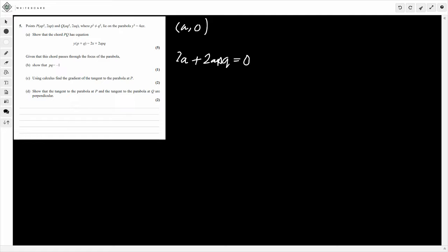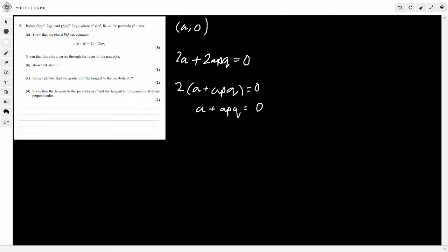And now we just need to keep solving this. So what I'm going to do is factor out the 2. I get a plus apq, and this is equal to 0 still. We can divide by the 2. So I'm going to get a plus apq is equal to 0.